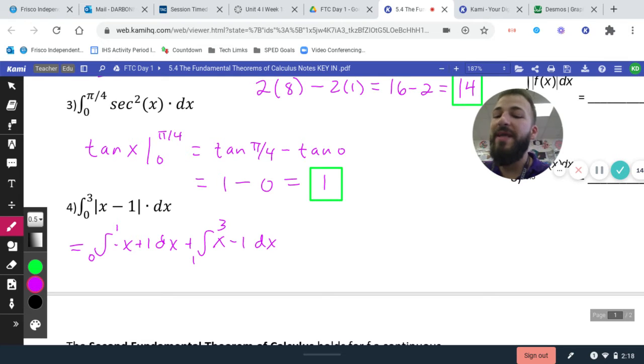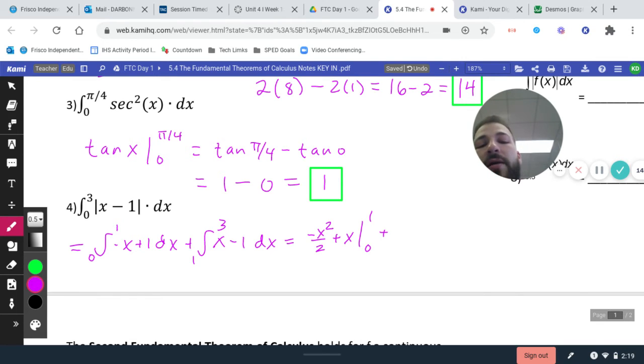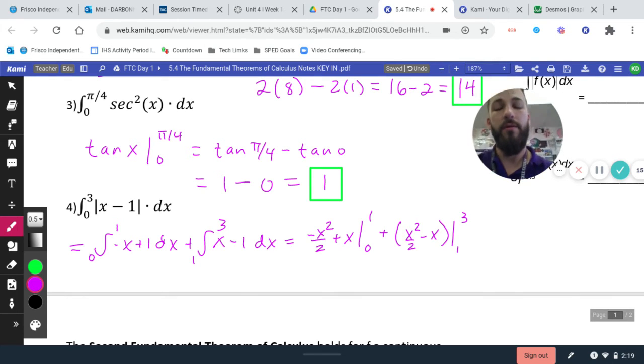Okay, so from here, now I can do my fundamental theorem of calculus. So the integral of negative x plus 1 would become negative x squared over 2 plus x, and I'm evaluating that from 0 to 1, plus the integral of x minus 1 would become x squared over 2 minus x. And I'm evaluating that one from 1 to 3.